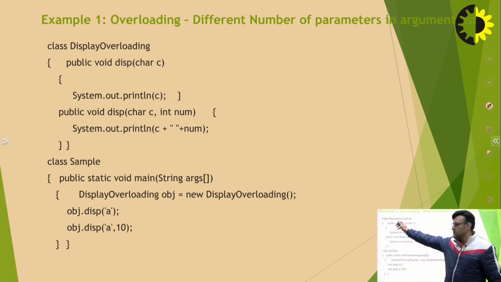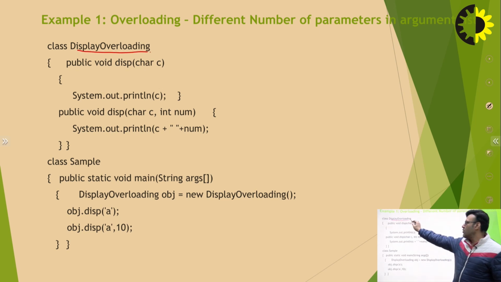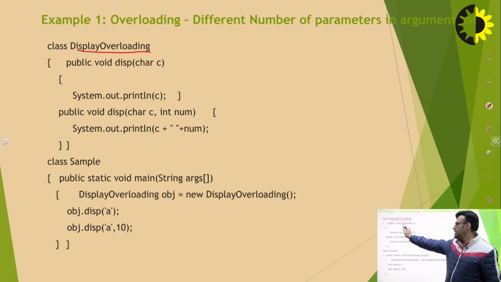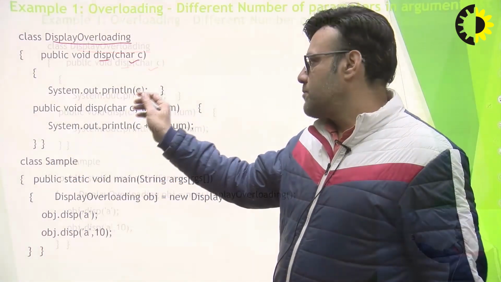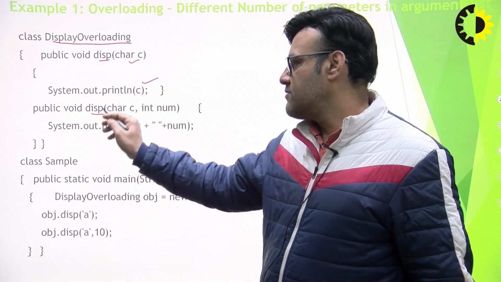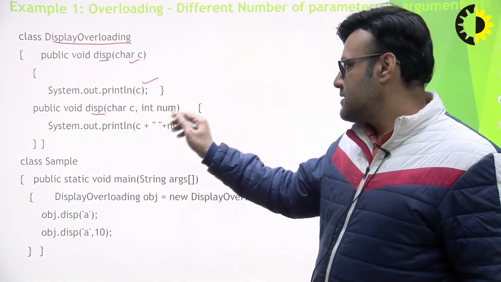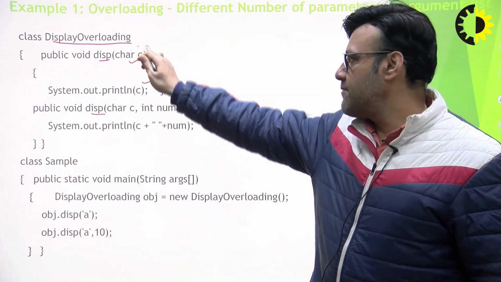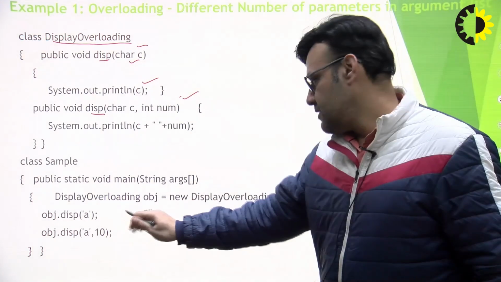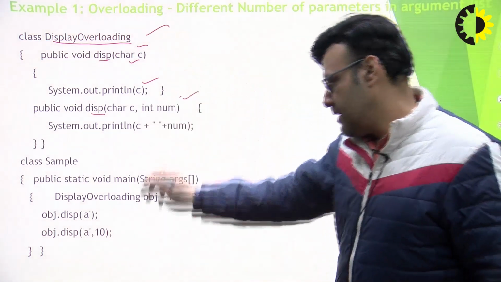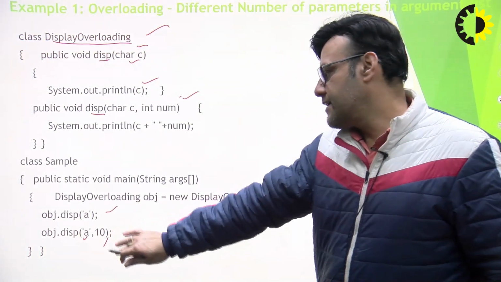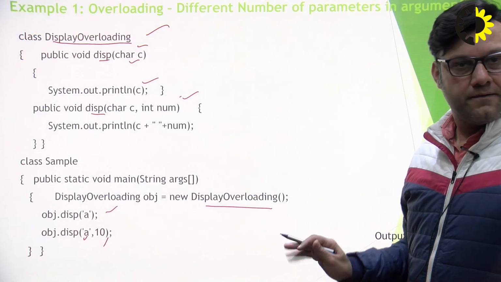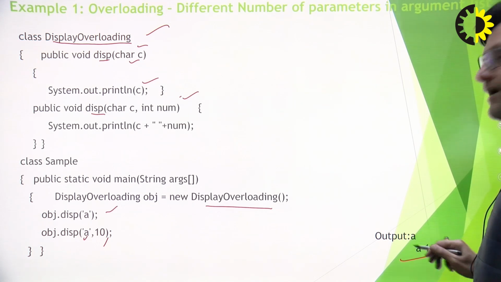For example, in this first class, the name of the class is display overloading. Under this, I have used a method disp, display method. For example, the disp method, under which I have used one parameter, char C, and System.out.println is just printing C. Another method has the same name, void disp, with char C and int, two parameters. The name is the same, and one parameter versus two parameters, this is on the basis of the number of parameters, right? Then a new object of display overloading, calling the method disp with A, and 10 with a character. This is the example of overloading, and the output will be A and A10, right?